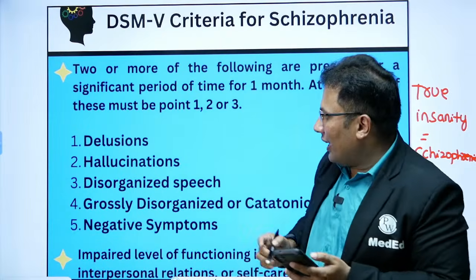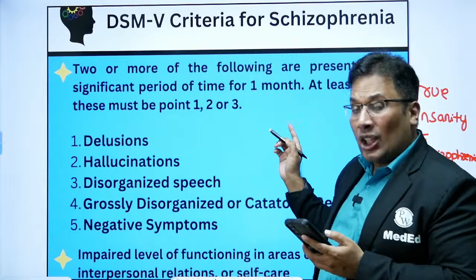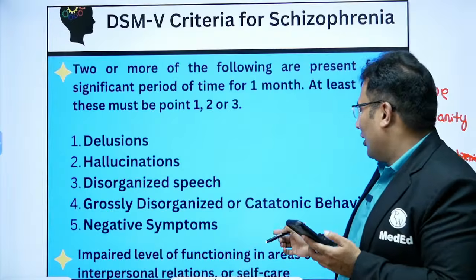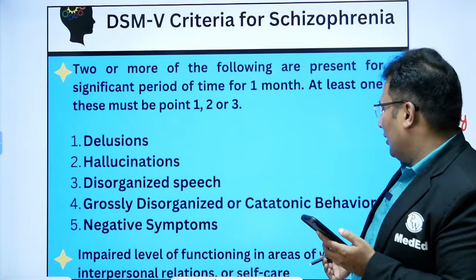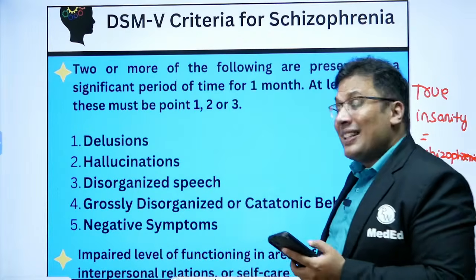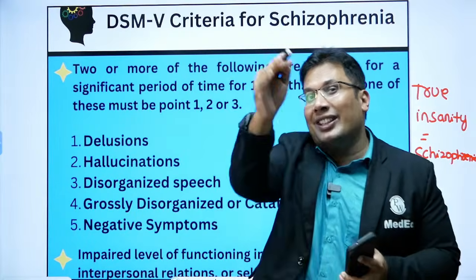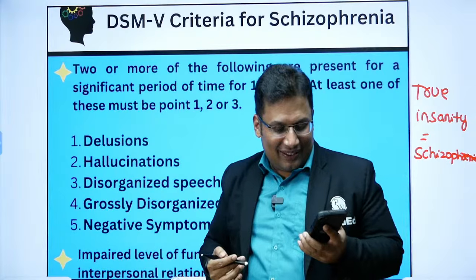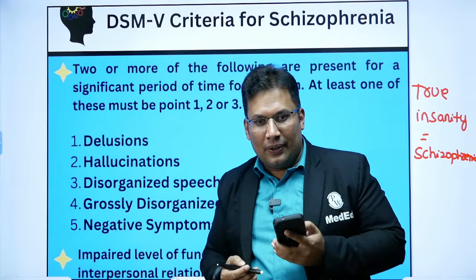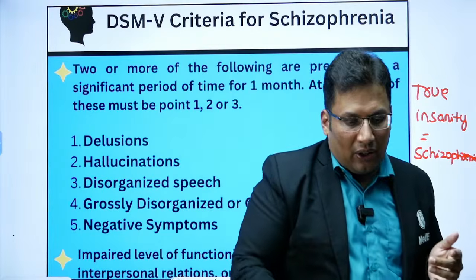But try to memorize these 5 important criteria: delusion, hallucination, disorganized speech, disorganized behavior, and negative symptoms, along with impaired functioning. So the person probably is having difficulty in the working environment, interpersonal relationships, and self-care. Self-care is also not there. So this is probably a case of true insanity, that is schizophrenia. Good. Great answer. So this is about schizophrenia and psychiatry.